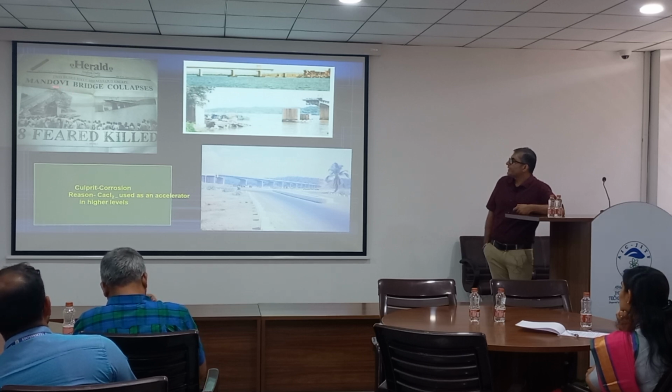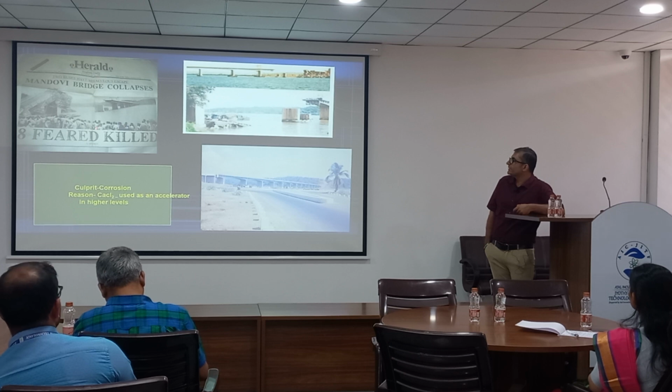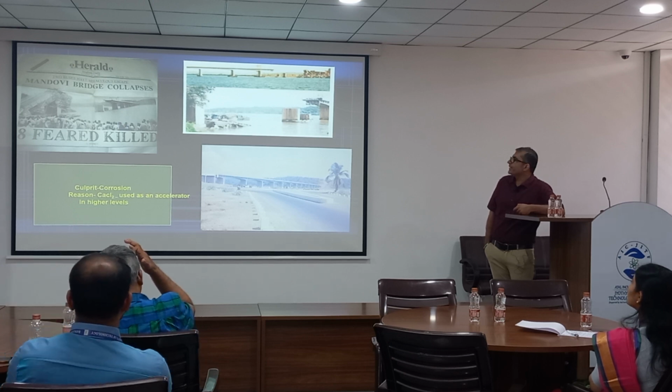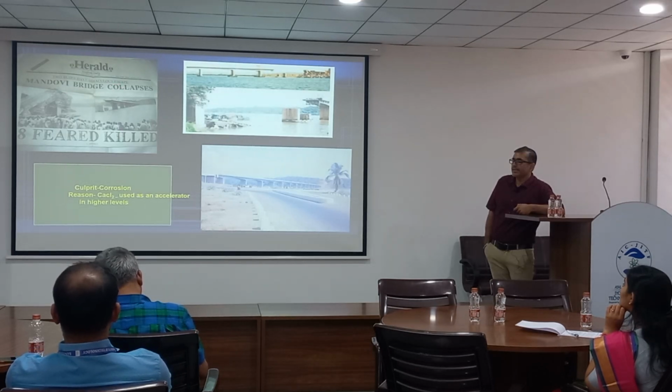So Mandovi bridge, this was one of the bridges which was present in Goa. It was constructed in the year 1972, and in the year 1986 this bridge underwent collapse. I've just included one of the newspaper cuttings: two buses had miraculous escape in Mandovi bridge collapse, 8 feared killed. I'm sorry, the images are not that clear.